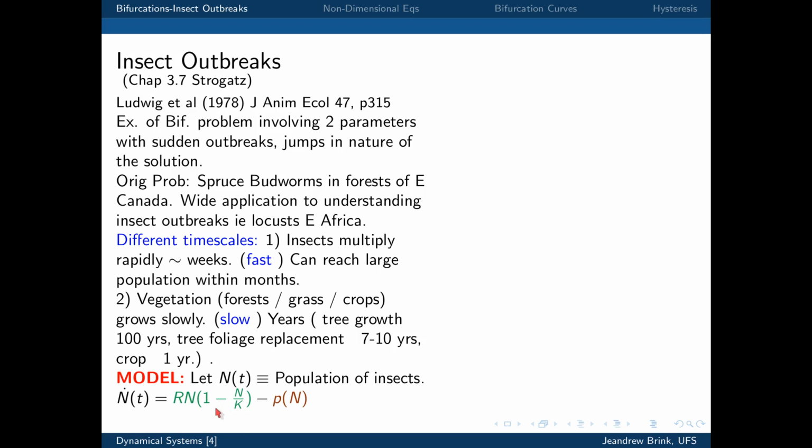So what this person is now adding is a second term that indicates how quickly the predators, say for example the birds, are eating the budworms. Okay, so just to understand what's happening here: it is the logistic growth minus the death rate due to predation.